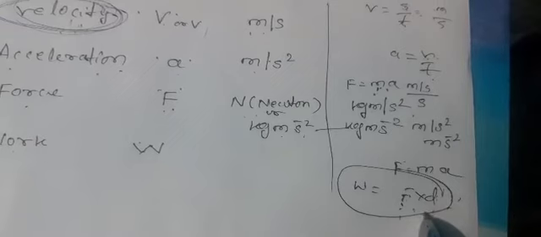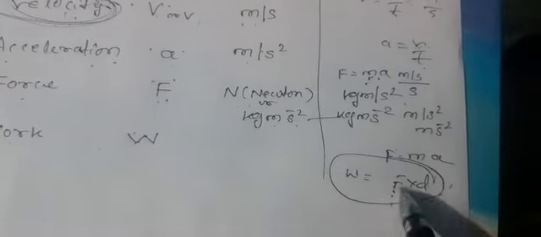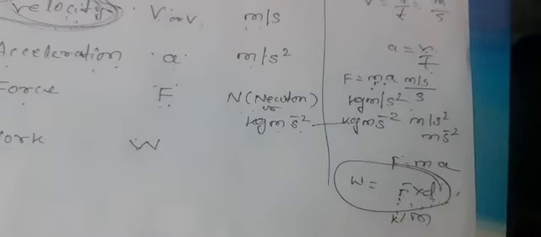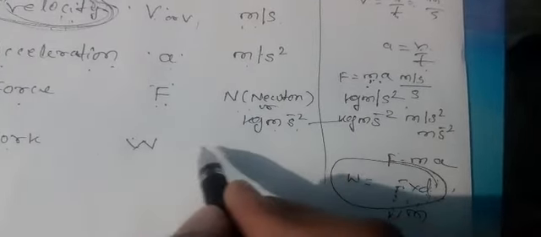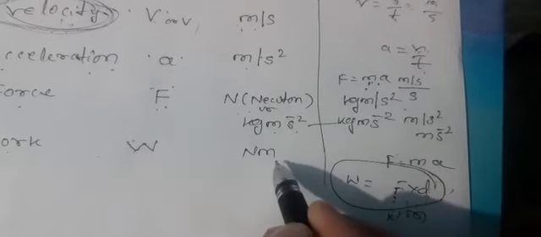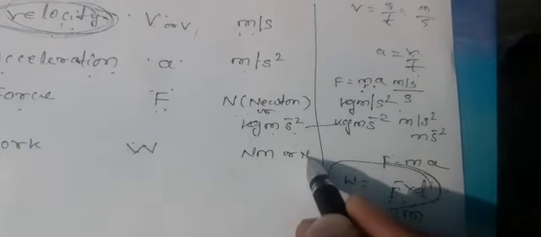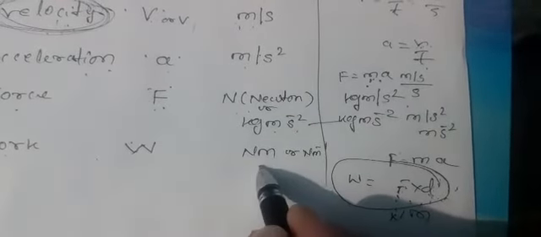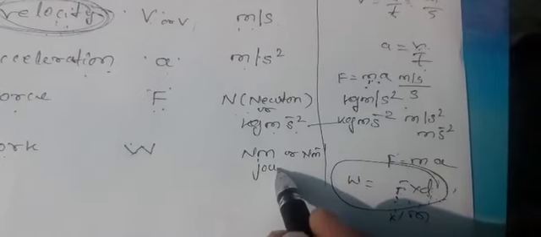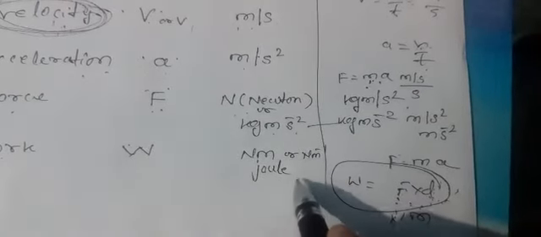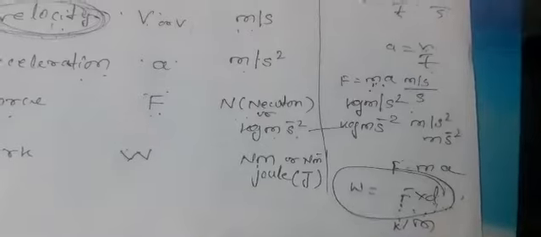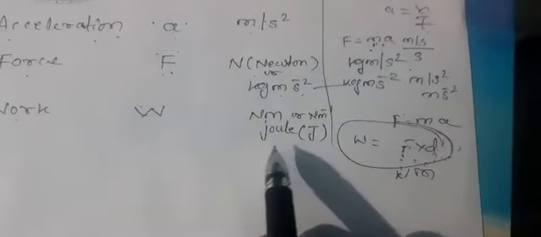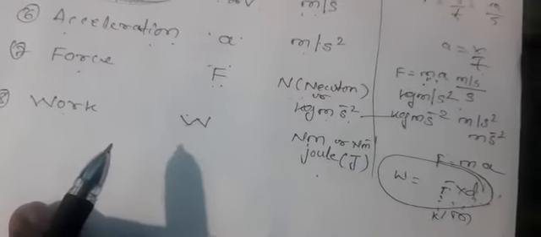Force into displacement. The unit of force is Newton and the unit of distance is meter, so the unit of work done is Newton meter. The standard SI unit of work done is joule, J-O-U-L-E. The symbol is capital J. That is the eighth physical derived quantity.